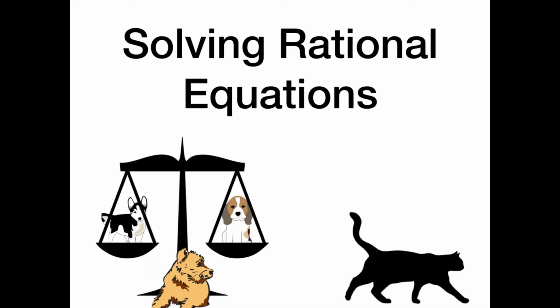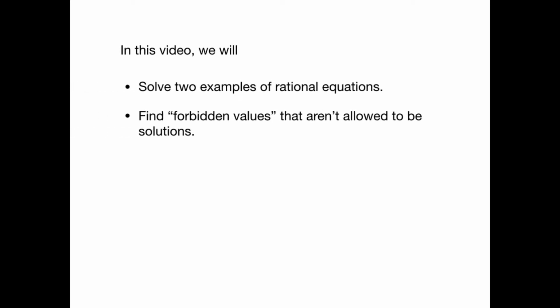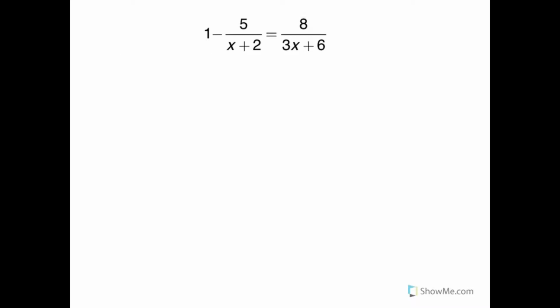Solving rational equations. In this video, we'll solve two examples of rational equations, and we'll also find the forbidden values that aren't allowed to be solutions. Well, this is a rational equation. It has an equal sign, and we're going to solve and find what x is to make the equation true.